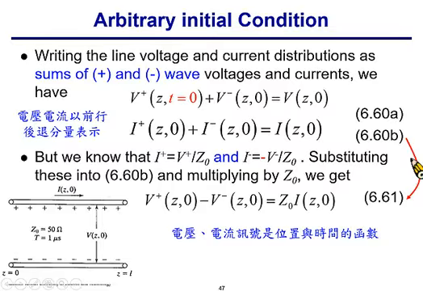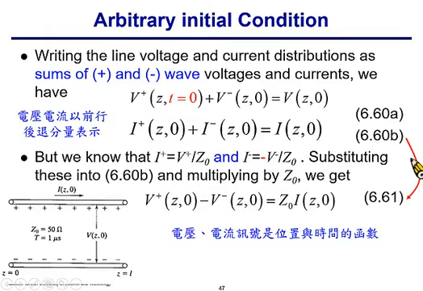Okay, so as you can see from the problem description, it provides you the circuit and the total voltage V and I. So we would like to find out the V plus component, V minus component, I plus component, I minus component, right? And we also know that V plus and I plus are related by the ratio of characteristic impedance. So in fact, we only have two unknowns.